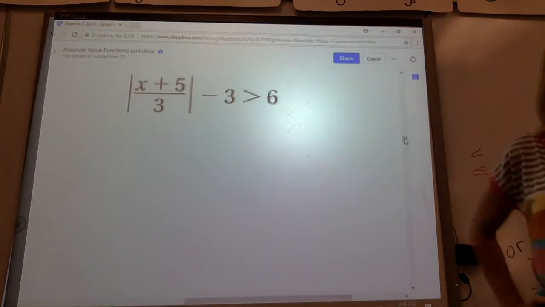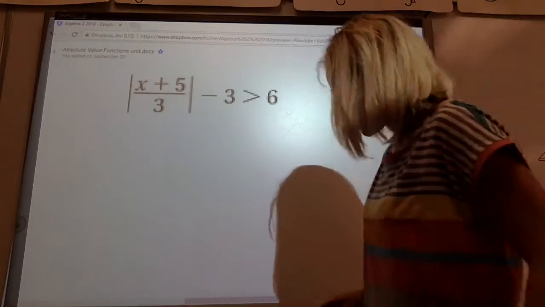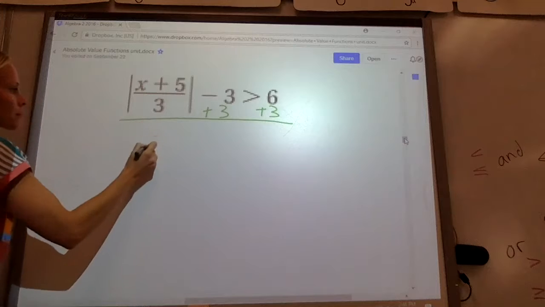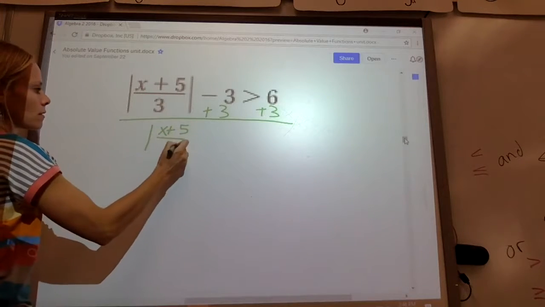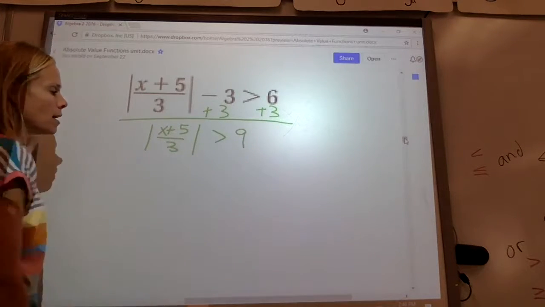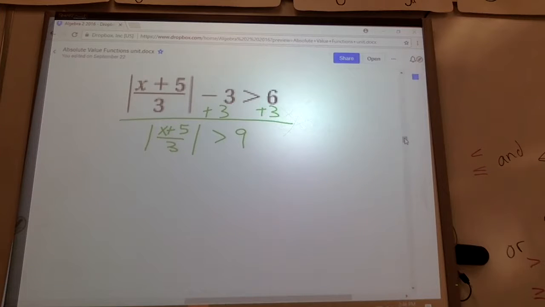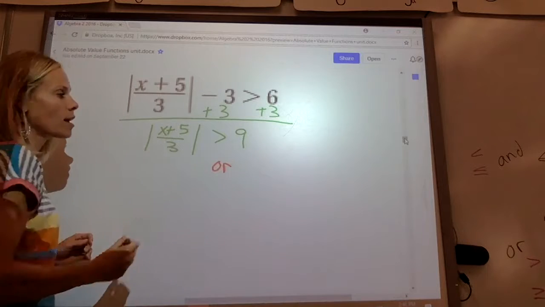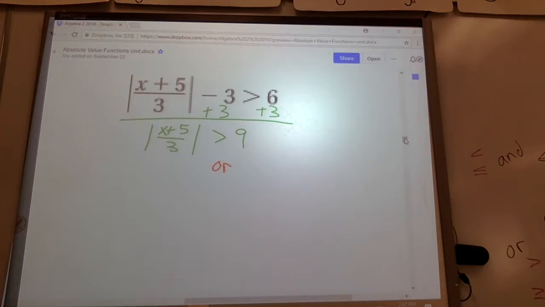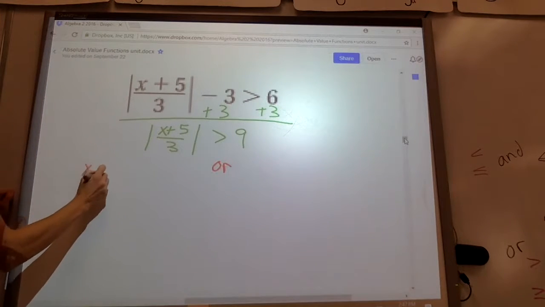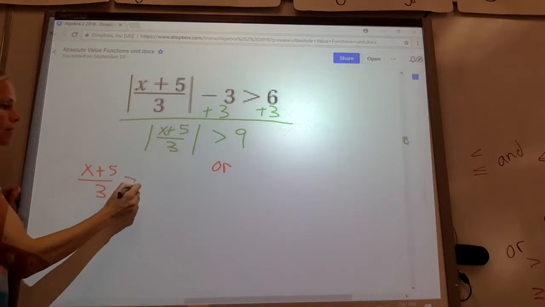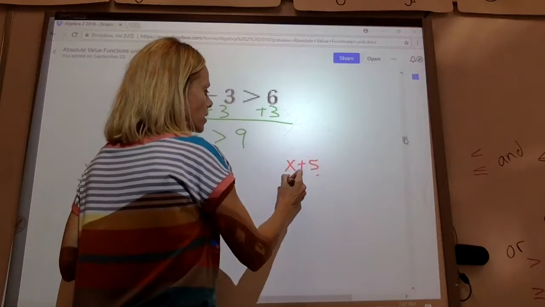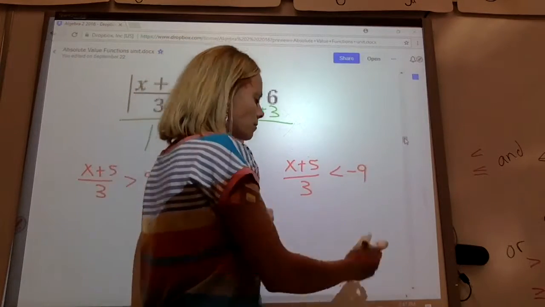What do I have to do first here? Add 3. Very good. Add 3. Okay. Is this going to be an and or an or? Or, because it's a greater than sign. Very good. It's an or. Okay. So I have x plus 5 over 3. Keep the sign, keep the number. X plus 5 over 3. Change the sign, change the number.